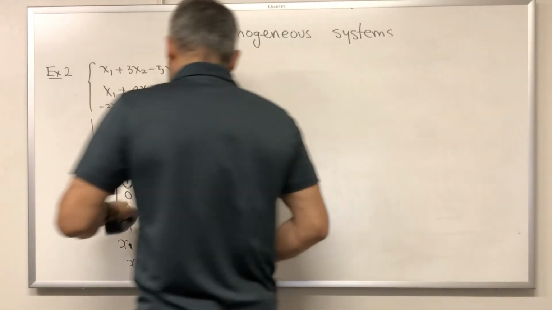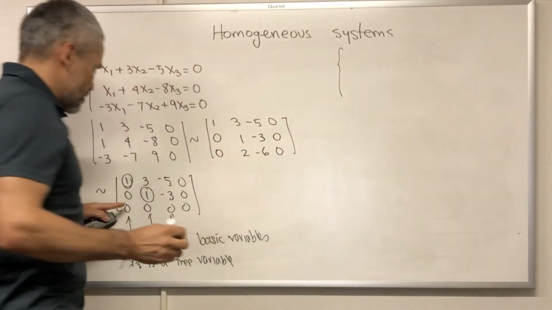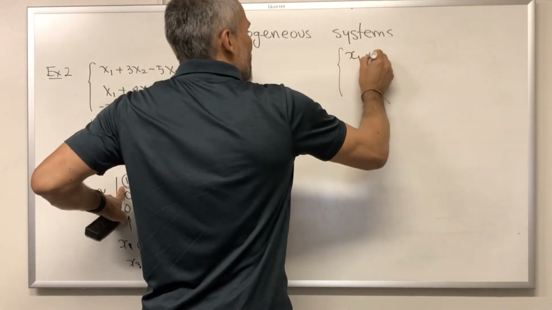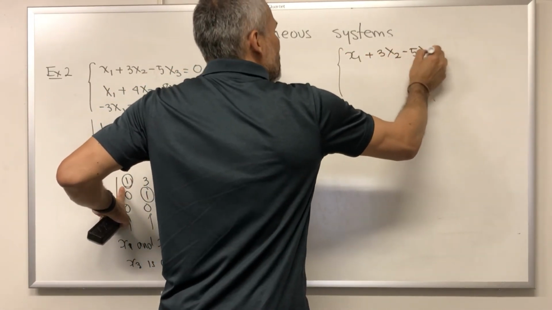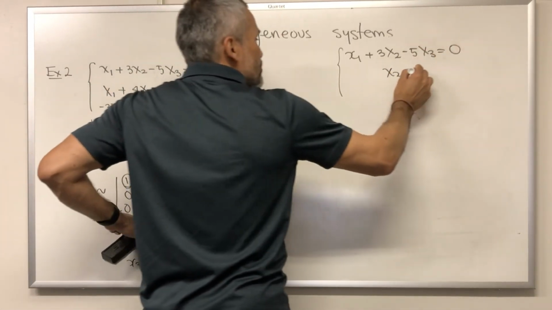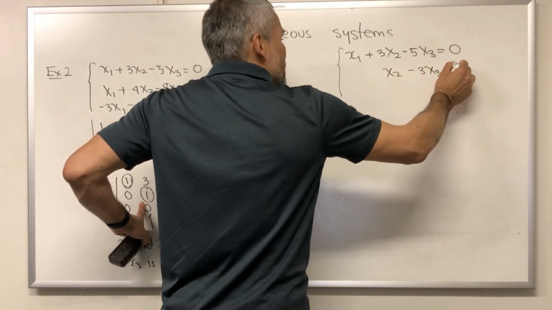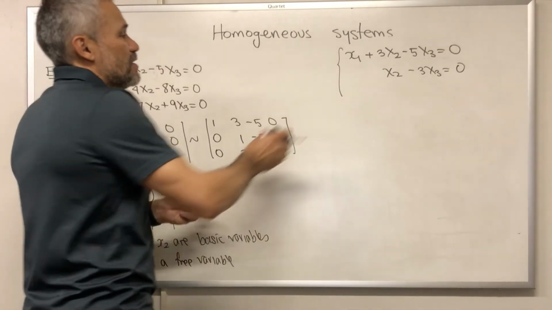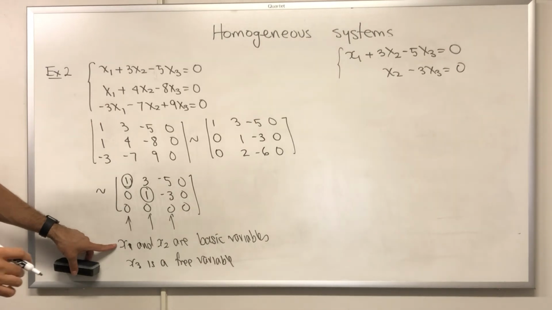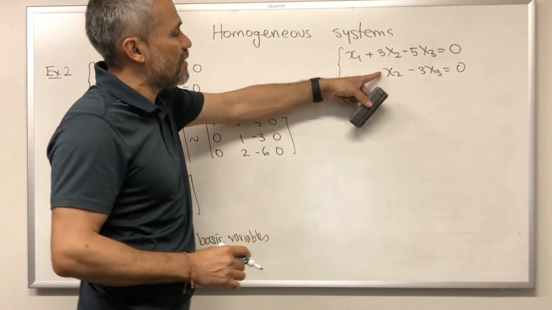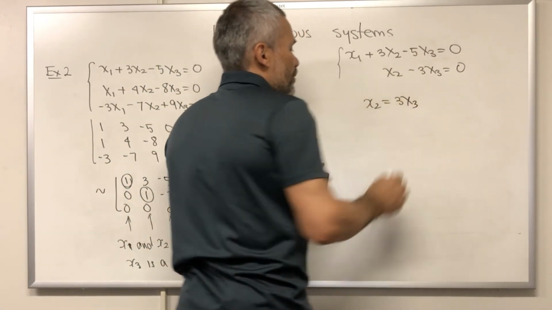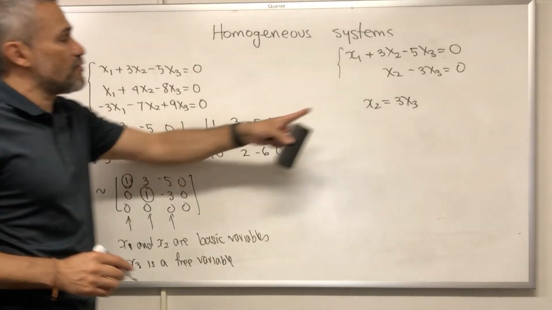What we need to do first is to rewrite the system according to this reduced echelon form matrix. Then we have x1 plus 3x2 minus 5x3 equals 0. x2 minus 3x3 equals 0. And the other one is 0 equals 0. Then the second task is to write the basic variables in terms of the free variables, and we start with the last equation. x3 is free, then we write x2 is 3 times x3. We are writing the basic variables in terms of the free variables.